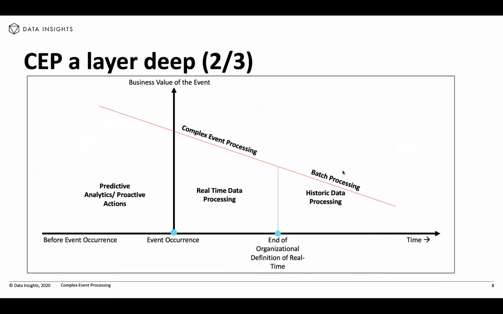Moving on. Now, this is a small graph which tells us the value of the data which has been processed over time. Let's say anything that we do before an event has occurred is nothing but predictive analysis or proactive actions which have to be taken. The event has not occurred, however, we can still take an action on top of it. That portion is called predictive analytics.